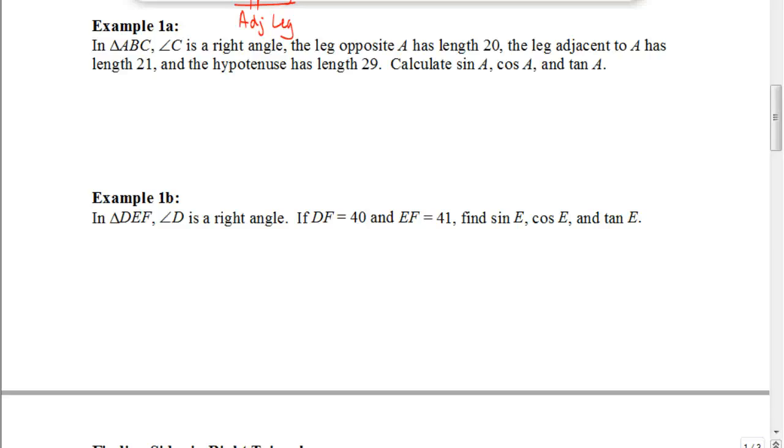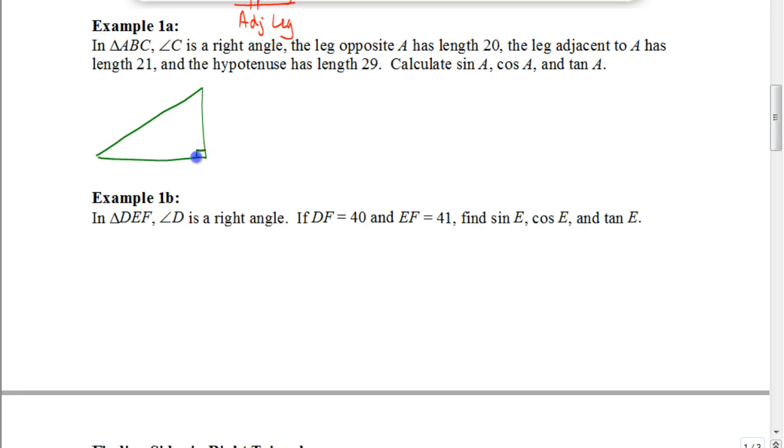It says in triangle ABC, angle C is a right angle. The leg opposite A has length 20. The leg adjacent to A has length 21. And the hypotenuse has length 29. We want to calculate the sine, the cosine, and the tangent of angle A. Now again, to start out with, to help us out here, I'm going to create a right triangle.